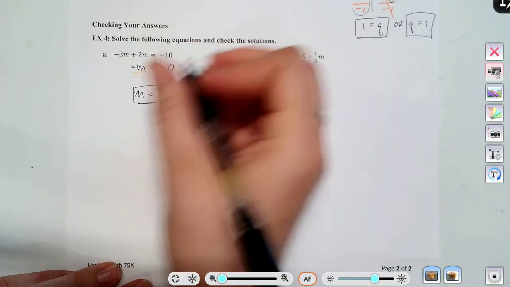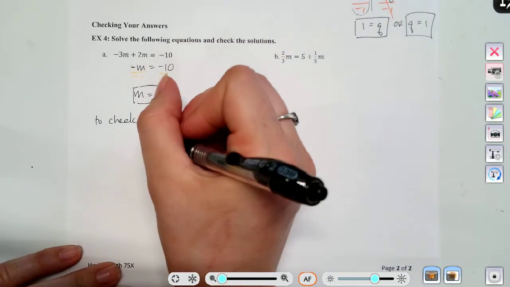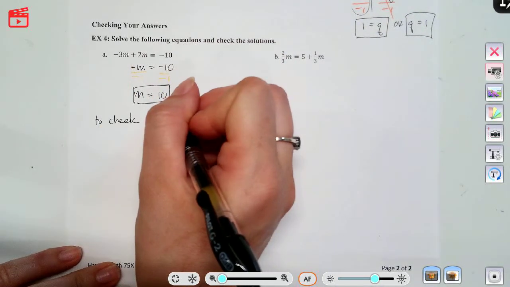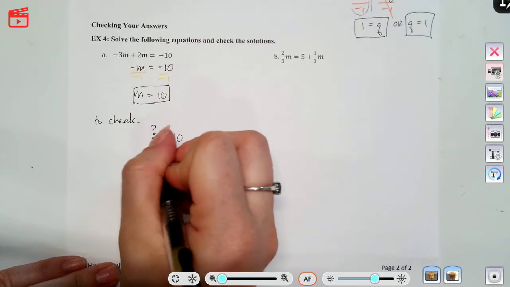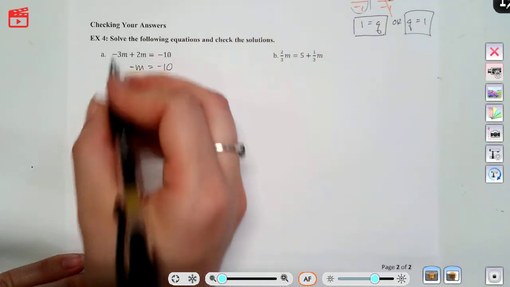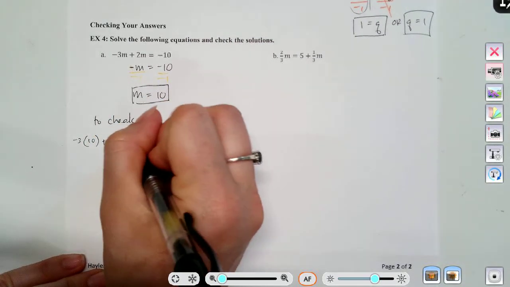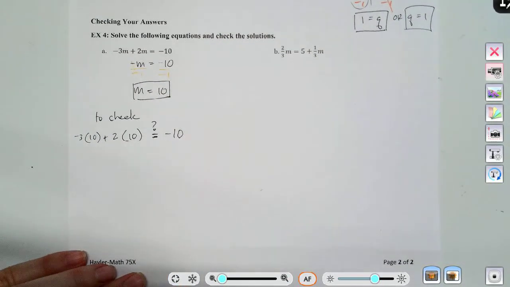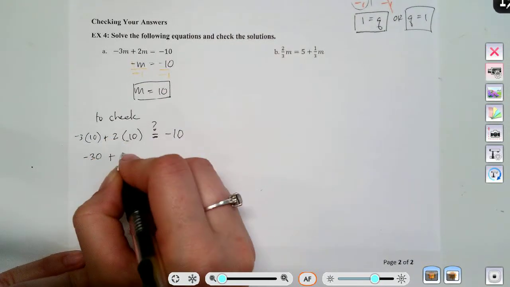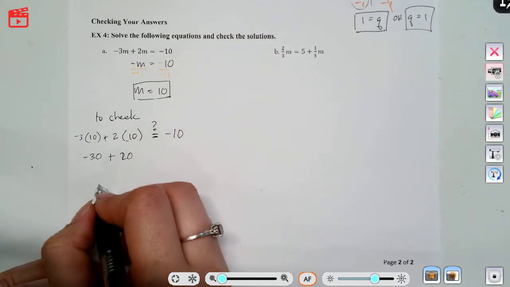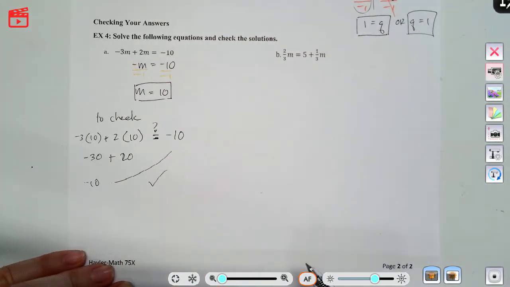Okay, so to check my answer, we're going to compare both sides of our equation. I want to see, if I plug 10 where m is, do I get negative 10? So let's see, we have negative 3 times our answer we said was 10, plus 2 times 10. And I want to see if that gives me 10. Well, negative 3 times 10 is going to be negative 30, plus 2 times 10 is 20. That's going to equal negative 30 plus 20 is negative 10. Aha, they're the same. My answer is correct.